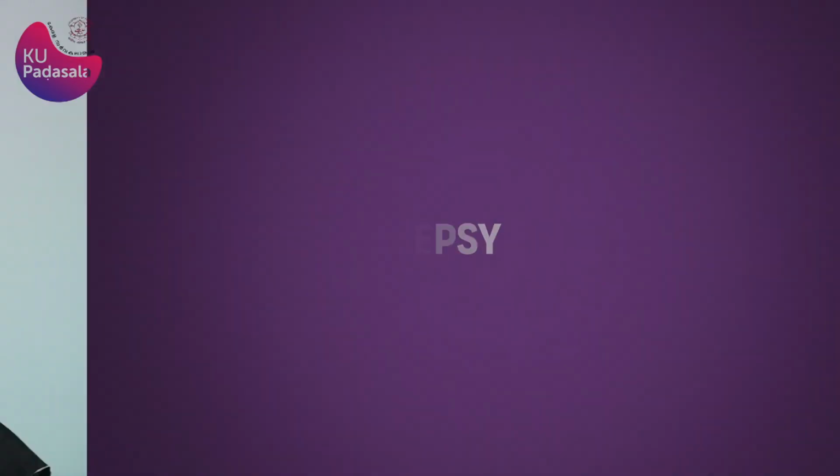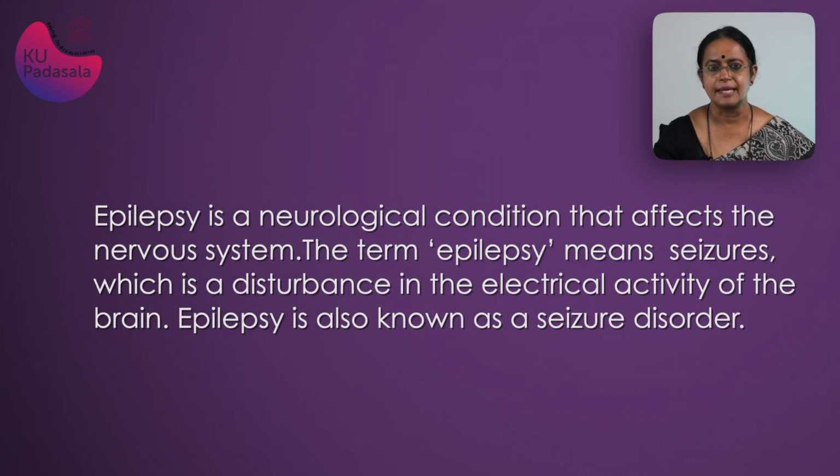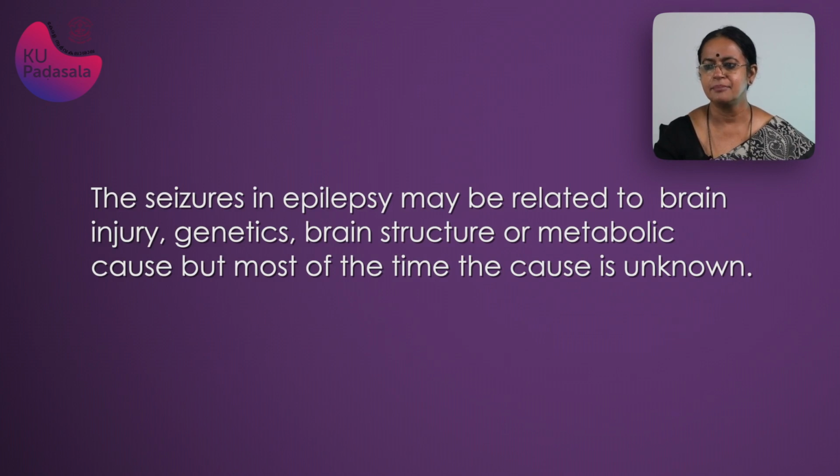Epilepsy, as you all may be knowing, is a neurological condition that affects the nervous system. The term epilepsy means seizures, which is a disturbance in the electrical activity of the brain. Epilepsy is also known as a seizure disorder. The seizures in epilepsy may be related to brain injury, genetics, brain structure, or metabolic cause, but most of the time the cause is unknown.